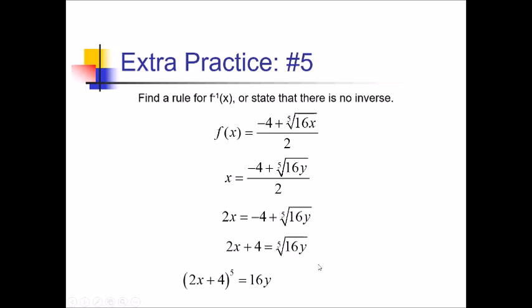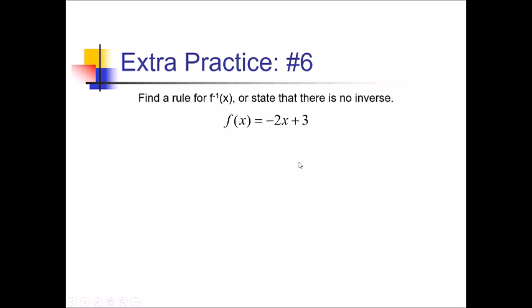To find the inverse on this problem, let me start by switching x and y. So I'll write x equals negative 2y plus 3. And then we'll go ahead and solve for y. First step, we'll just subtract that 3 from both sides. And then I have to divide by negative 2. So I can write f inverse equals negative x minus 3 all over 2. Or you could have the negative in the denominator with the 2, either way.